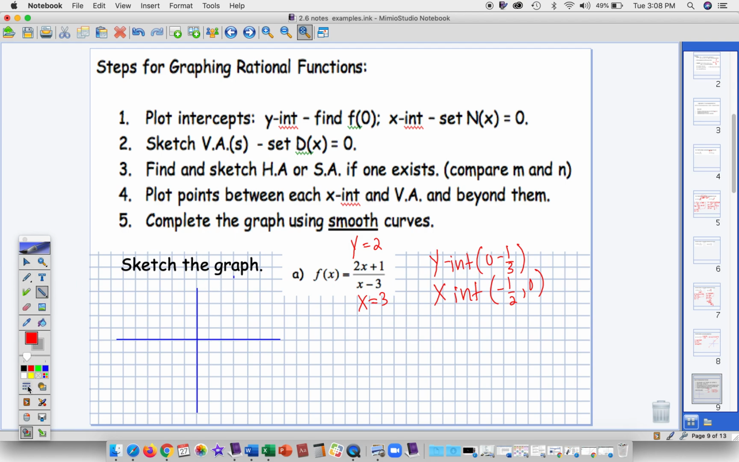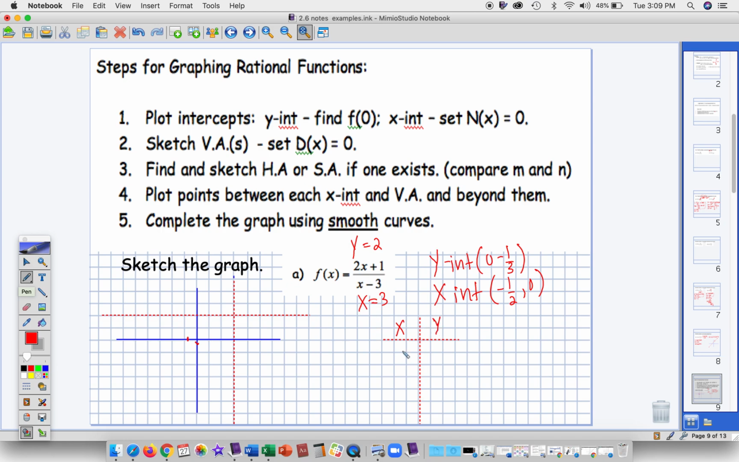So let's start sketching this. We have x equals 3. Let's see, y equals 2. I have a y-intercept at negative 1/3. X-intercept at negative 1/2. And then what we can do is plot some points. You can use the table on your calculator. You just use your calculator to plug in some values. I'm going to plug in some things that are easy to calculate.